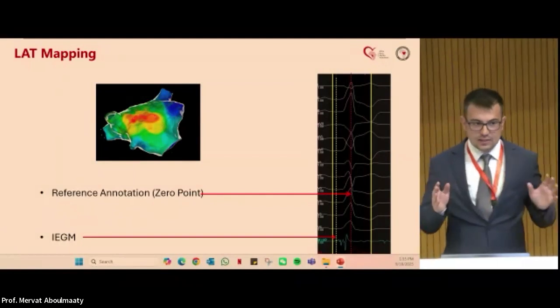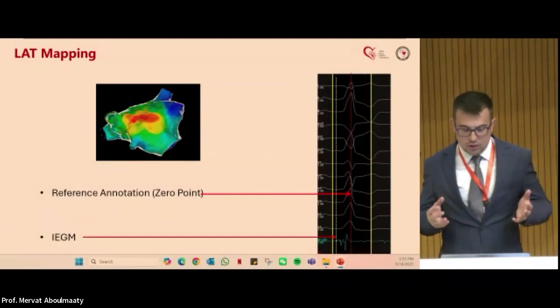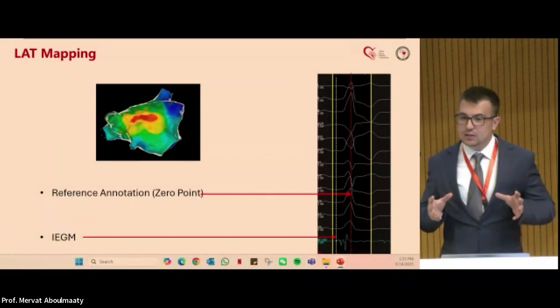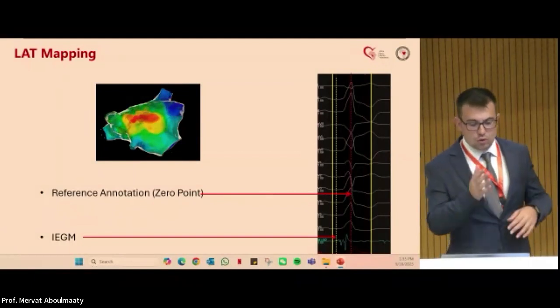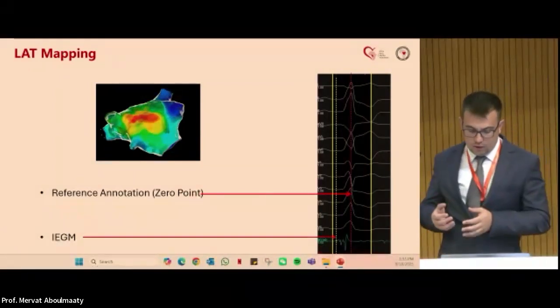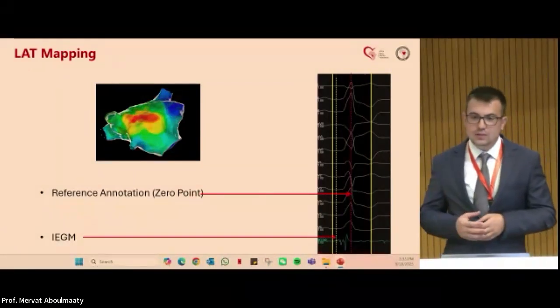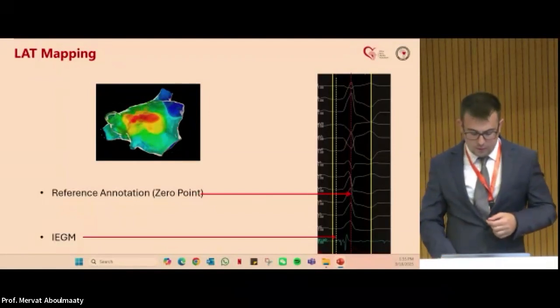Let's say we are using the ablation catheter. If the ablation catheter signal is earlier than the reference, we will see red on the geometry. This means that we are close to the origin of the arrhythmia. And purple means the latest, the farthest point from the origin. This is local activation time mapping.